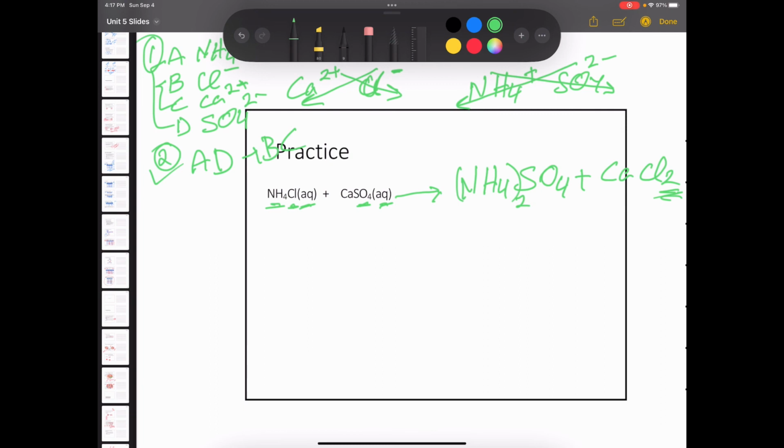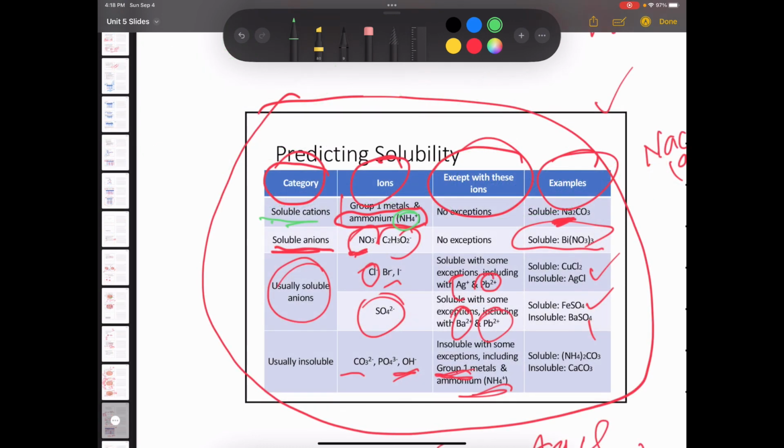Next, once you figure out your products, now we'll have to determine our solubility. So we know if we have a precipitate, or we don't, or we have no reaction if everything is soluble. So let's go back to our solubility chart and now determine if the ammonium sulfate is actually soluble or not. All right, let's go back to our table.